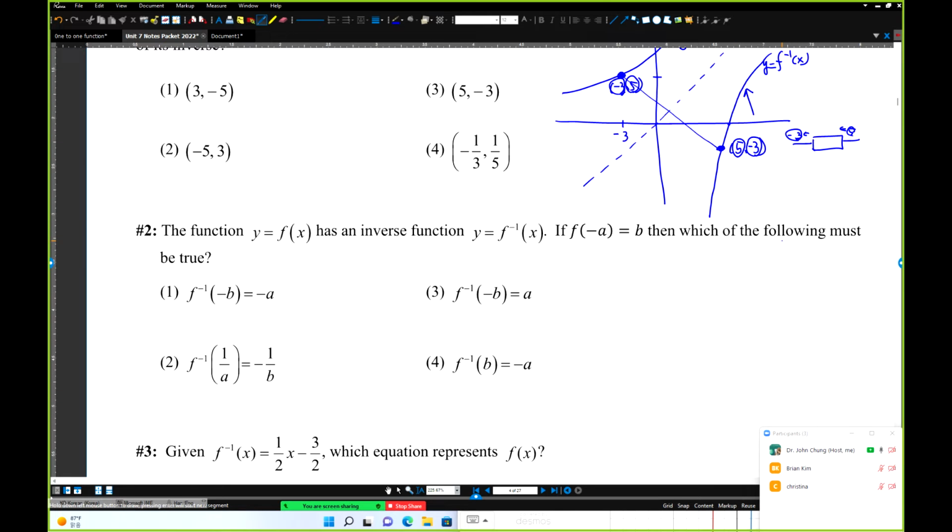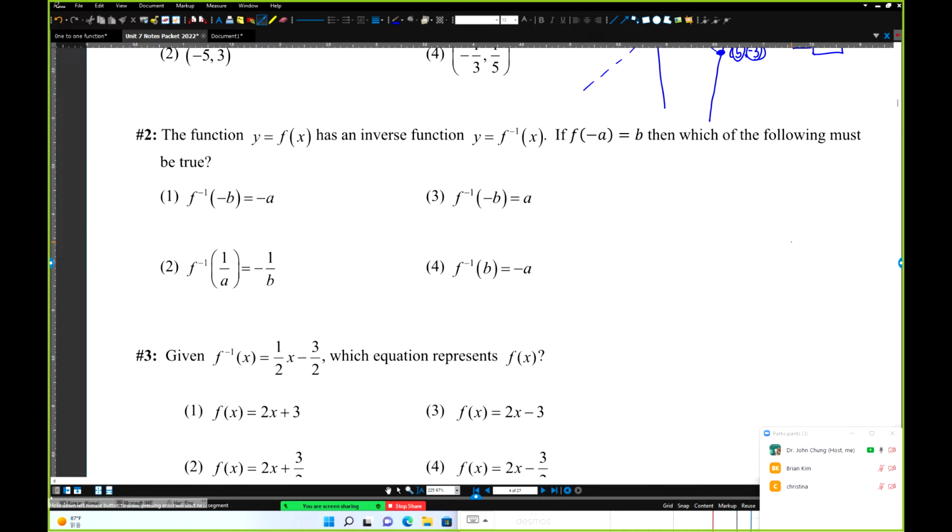Okay, we're gonna have number 2 there. The function y equals f of x and its inverse function. Yep, they are inverse, that's true. Okay, inverse. If f of a equals b, then which of the following must be true?